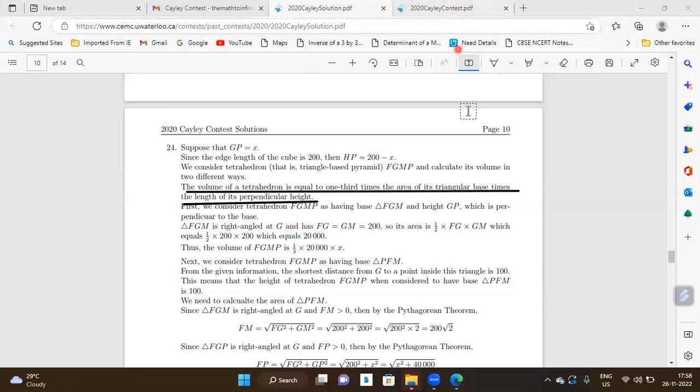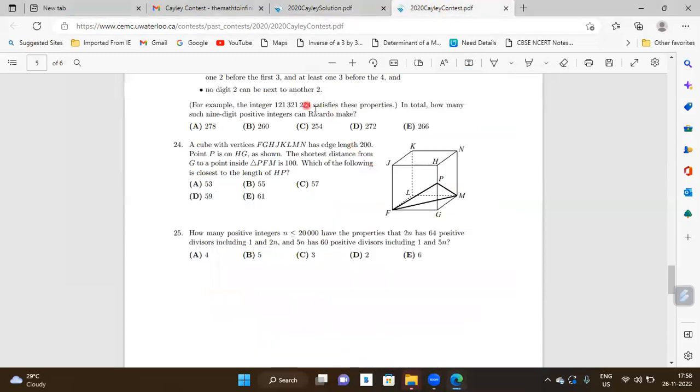I'll just underline the FGMP. I'll just see whether I'll be able to copy this diagram as well. I think I won't be able to copy it. Yeah, I couldn't copy the diagram. Okay. FGMP. They're asking about this. Okay, this is FGMP.